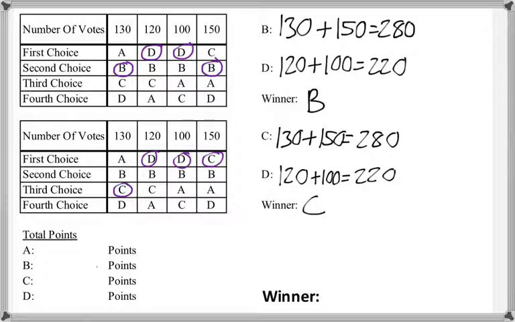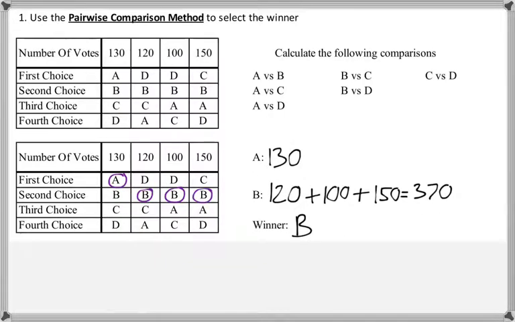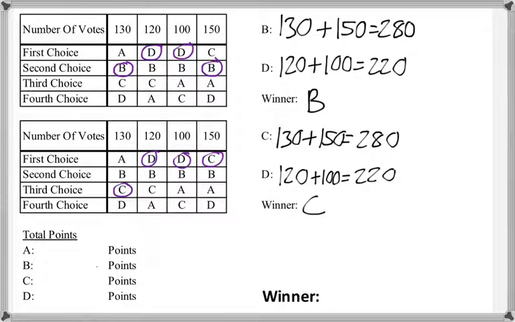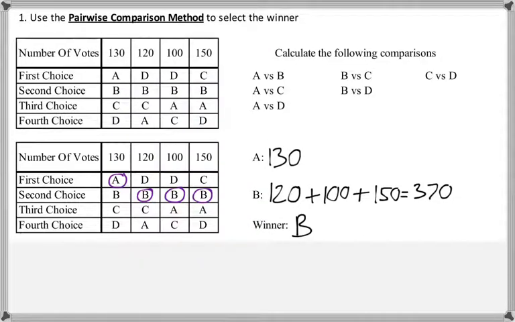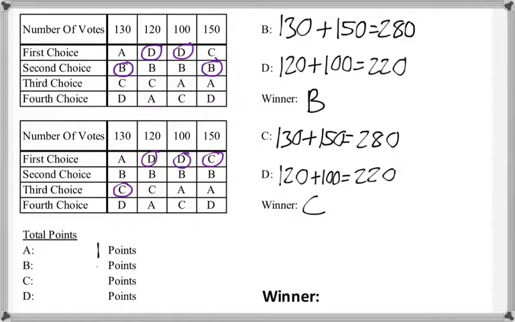So now it's time to tally up all the points. And you get 1 point for every matchup that you win, and half a point for every matchup that you tie. So looking back at all of the matchups, A won 1, so A gets 1 point. B won 3 matchups, so B gets 3 points.